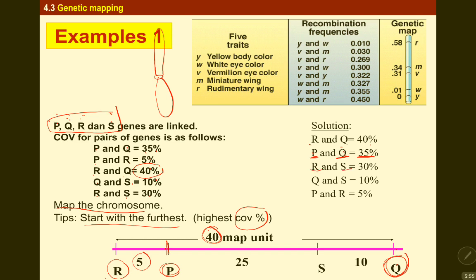R and S is 30. So just now we already located our R. So S will be somewhere here, 30. So means that 5 plus here, 25 equal to 30.